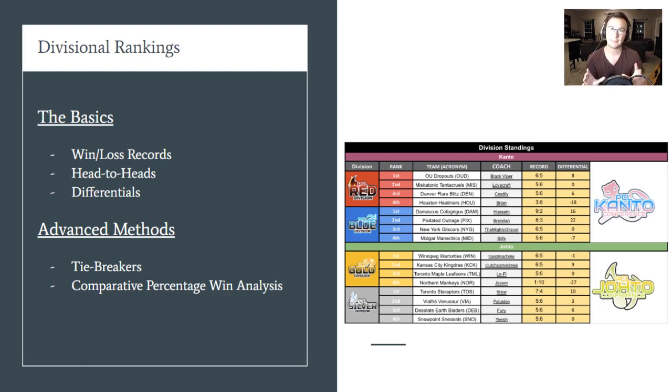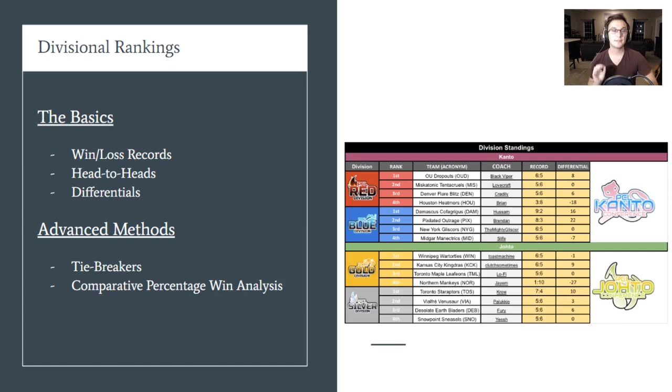So what must have happened is Lovecraft and Cradley played each other. Lovecraft won that game, so he is ranked above Cradley in a head-to-head. He's said to have head-to-head advantage over Cradley. So now we have Viper, Lovecraft, Cradley, and Brian. Those are the basics. That is the most basic way of calculating this entire process.